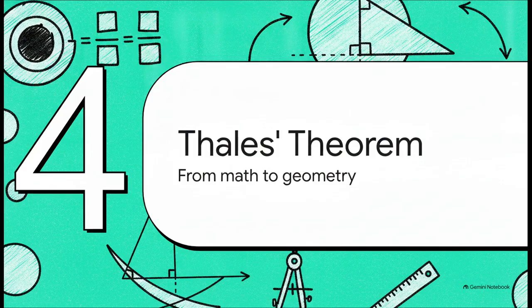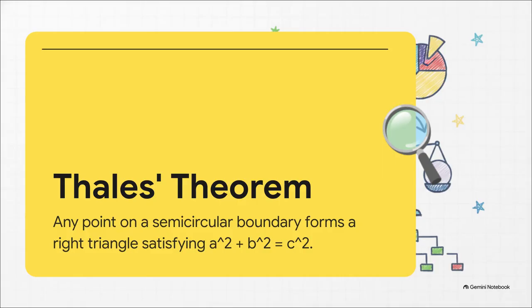Section 4, enter Thales' theorem. To actually build this universal canvas, the paper utilizes Thales' theorem. If you remember from geometry class, this is the principle stating that any point on a semicircular boundary forms a right triangle perfectly satisfying the Pythagorean condition, a squared plus b squared equals c squared. Now you might be wondering, how does this ancient geometric law from Greece bridge the gap to our newly bounded data? Well, it allows us to generalize discrete, rigid stepped math onto a smooth, continuous geometric space.